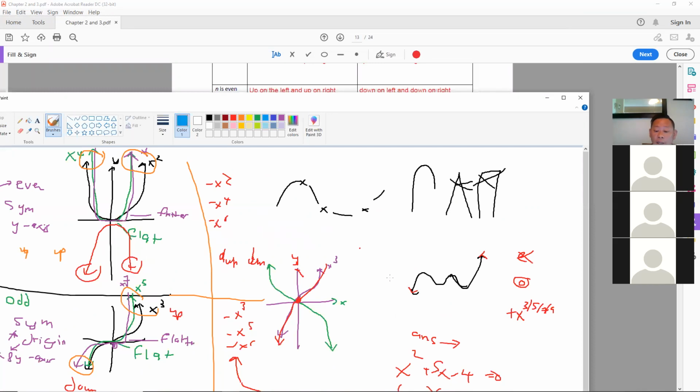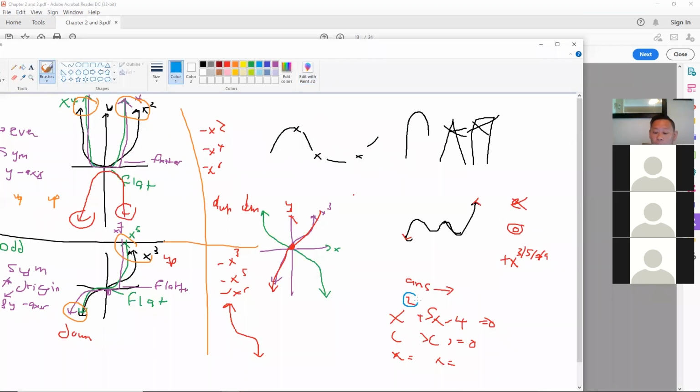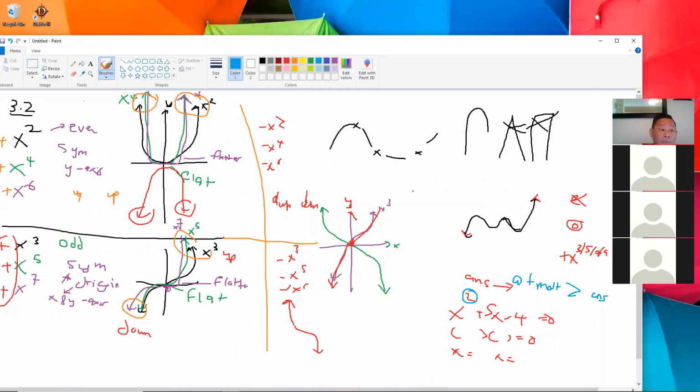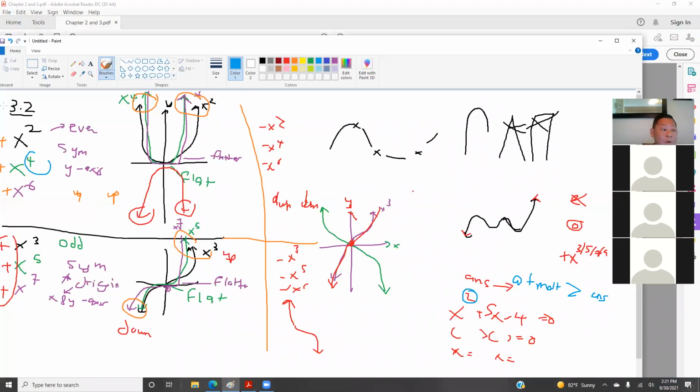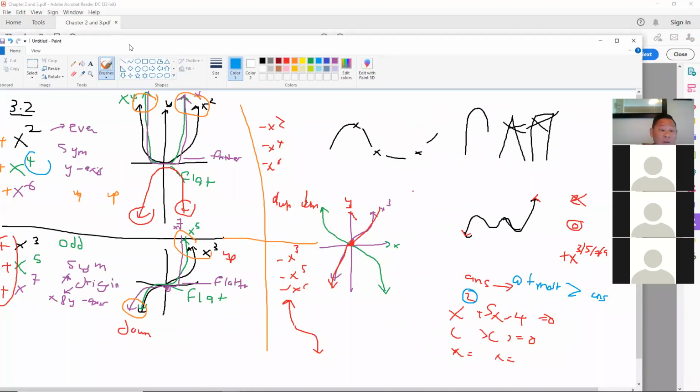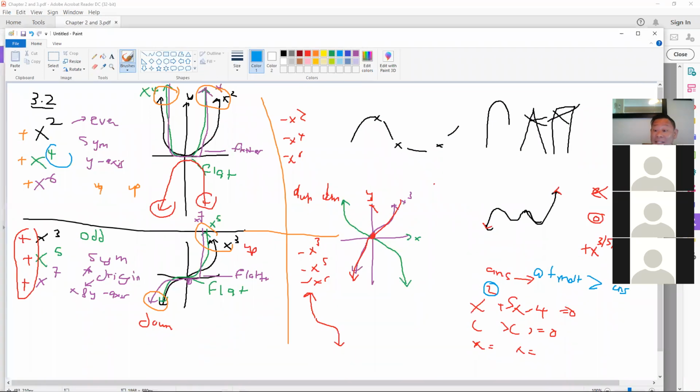It says that if you have a power 2, you can get at most 2 answers. So when you have an x to the power of 4, how many answers can you have? You can have at most 4 answers. And when I say answer, I mean your x-intercepts.